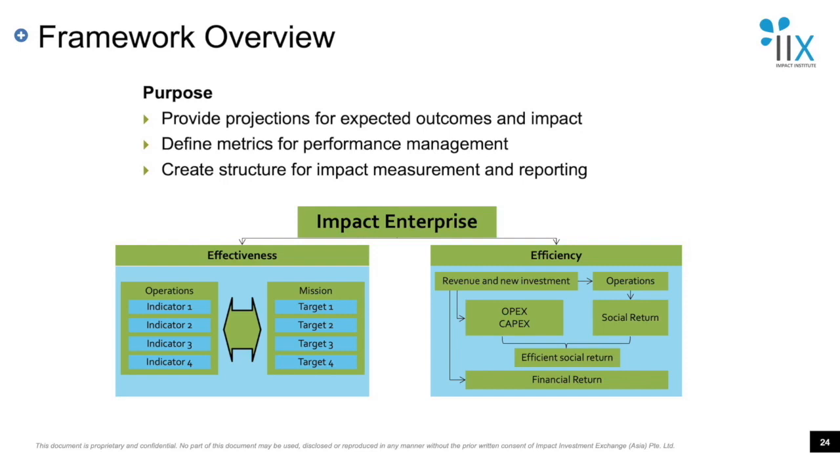If you look at this, the impact enterprise, on the left you have the effectiveness, and on the right you have the efficiency. The efficiency is very much driven by the financials. So you'll see the revenue, the OPEX and the CAPEX, and of course you're looking at the financial return with it. And what you're doing in the effectiveness is really the various indicators of the operations. This is where, if you remember the IRIS, Impact Reporting Investment Standard, you will go to IRIS and start looking at some of these indicators. For this sector, for this type of work, that's a very good start.